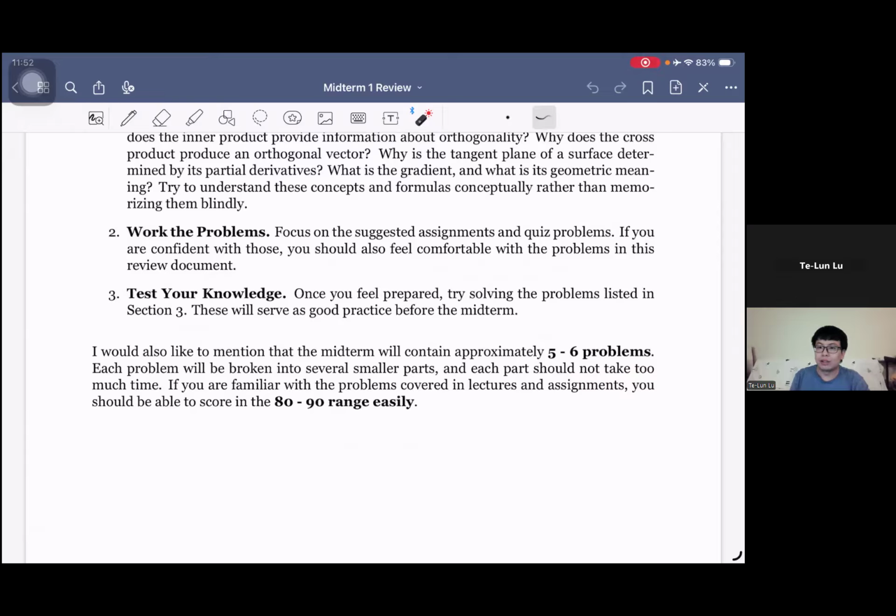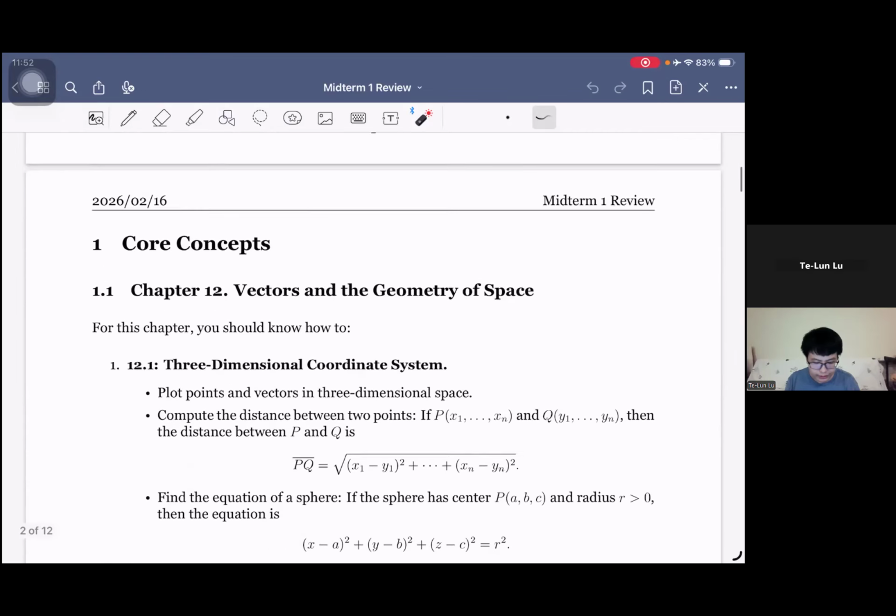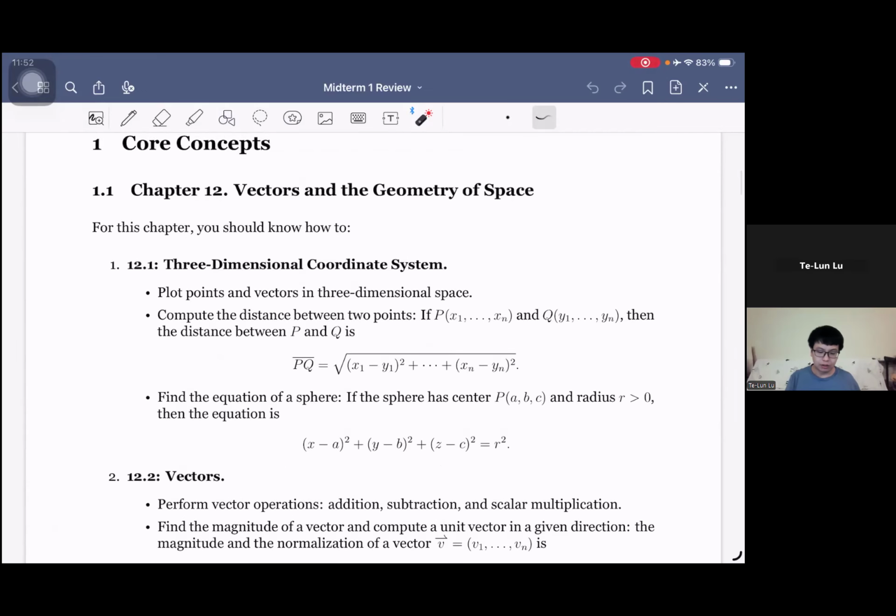Each of those looks like one of those in the quizzes. So I would say that you might be spending about 5 to 10 minutes on each. That would be an average number. And if you're comfortable with the suggested assignments and what we're going to cover in this review lecture, then you should be getting 80-90 easily if you didn't make any algebra mistakes. Okay. All right.